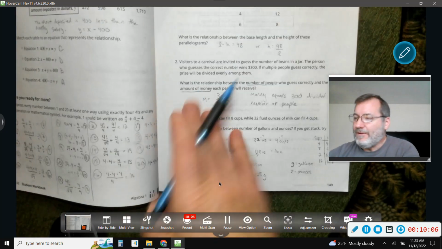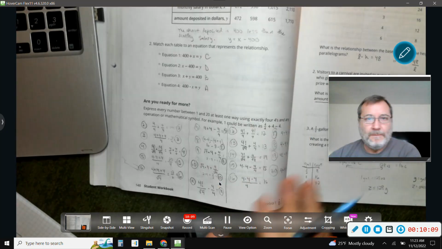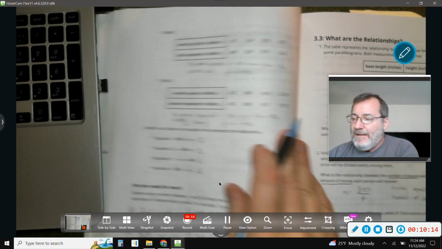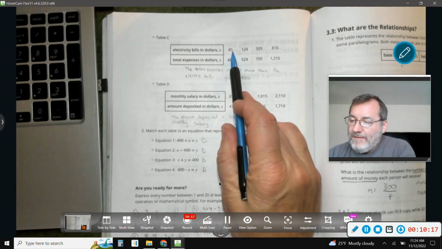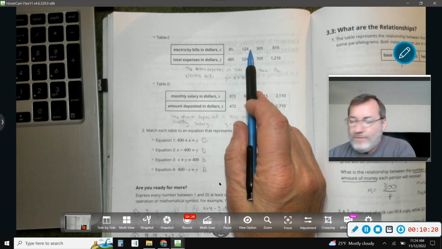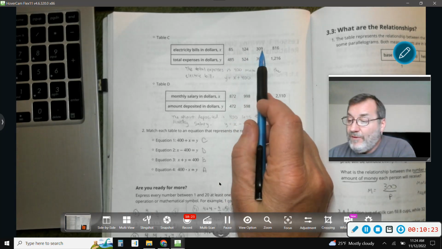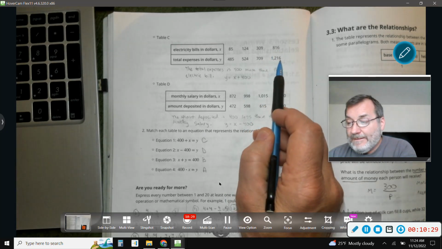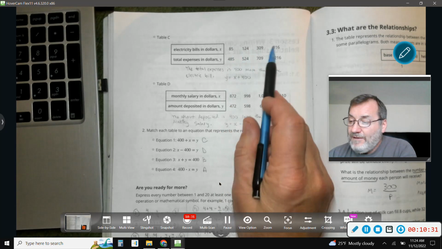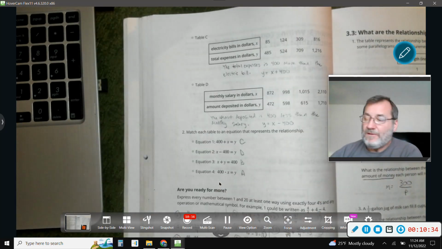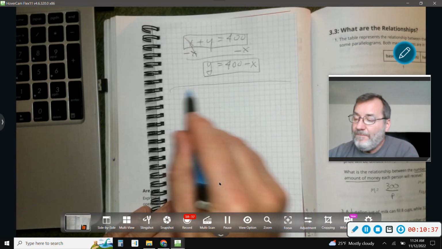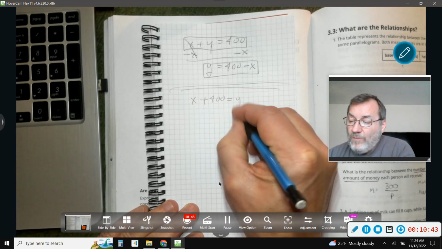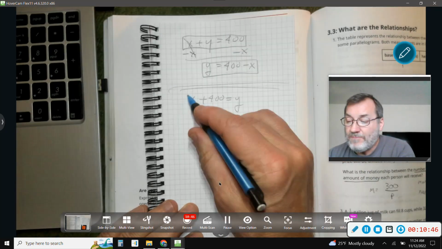Let's see if we can go on to our next one here. So on table C, we go from 85 to 485. We go from 124 to 524, 309 to 709, 816 to 1216. So you can notice it looks like I added 400 to each one of these. So what they're trying to get you to say there is that if I take the x and I add 400 to it, I get the y value. All right, and so that's a perfectly acceptable answer.